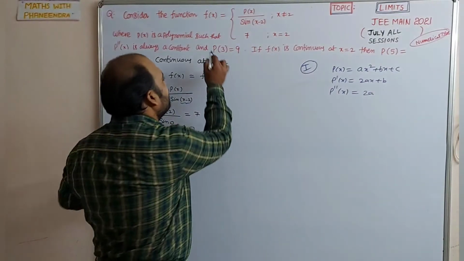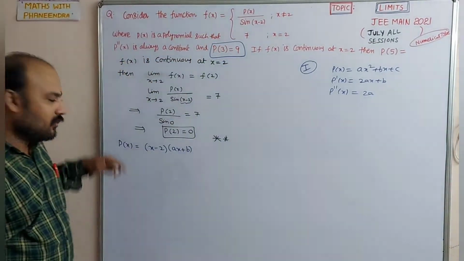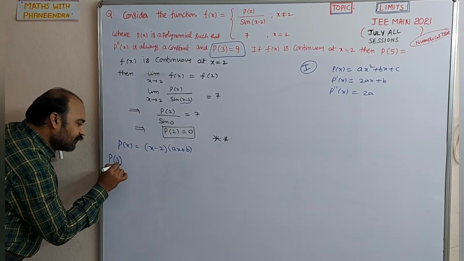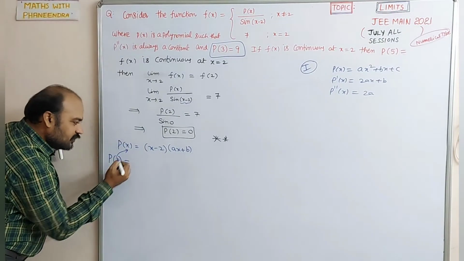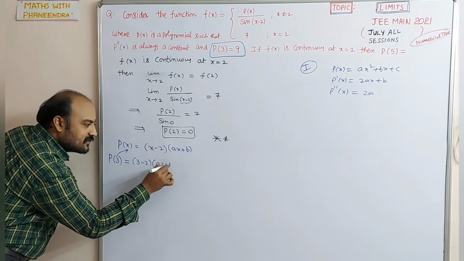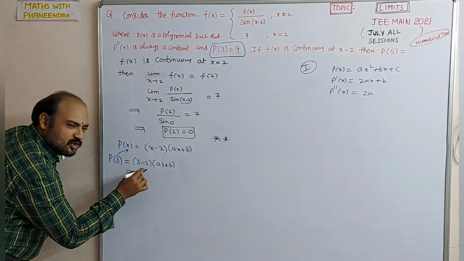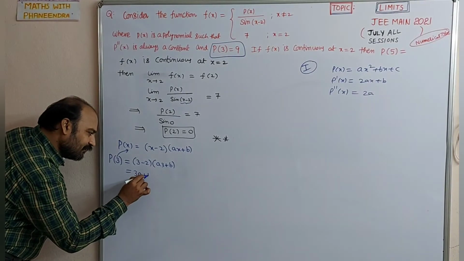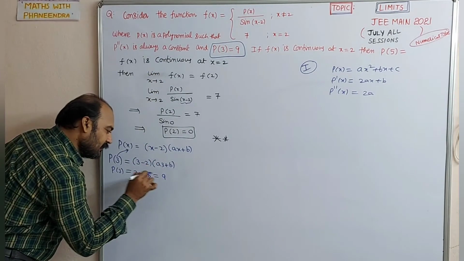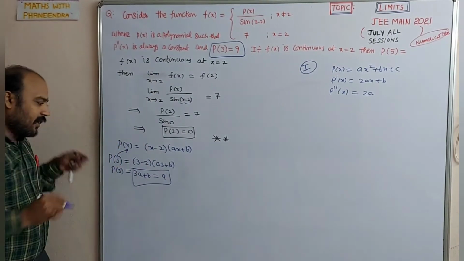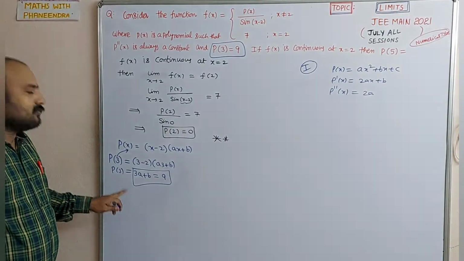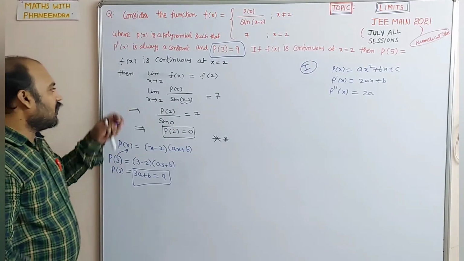And one more condition is given, p of 3 is equal to 9. Substitute x is equal to 3 in this. So p of 3 is 3 minus 2 into a into 3 plus b. 3 minus 2 is 1. So 3a plus b is p of 3. That value is given as 9. So 3a plus b is equal to 9. Next, p of 3 we got it now. Now come to the question.